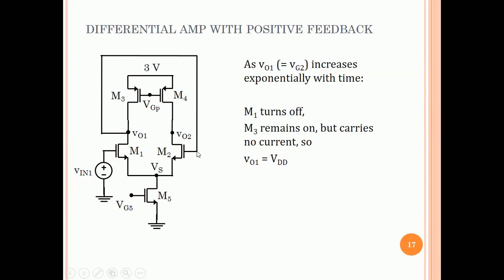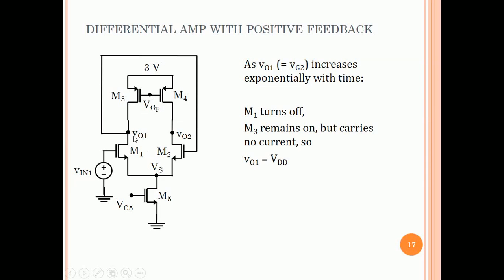Alright, now as it increases, the gate voltage of M2 will go higher than the gate voltage of M1, and as it rises higher and higher, more current from M5 is diverted to M2. Eventually M1 turns off. As M1 turns off, the current becomes 0. M3 is on because it has a DC bias at the gate, but no current through it. Therefore, the output becomes equal to VDD, 3 volts. Right? So this is what happens.